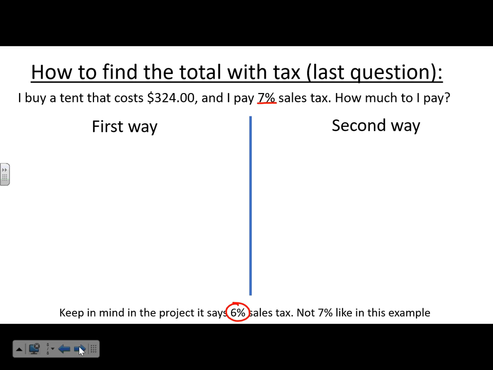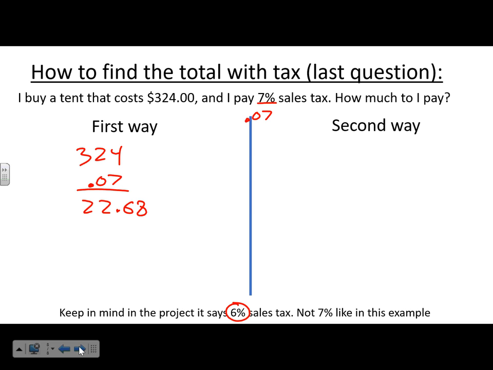So I broke it down into 2 different ways. I don't care which way you do it. They're actually the same way. The first way takes 2 steps, and the second way you do it all in 1 step. So the first way you do it is you say, okay, it's $324 total. I'm going to have to pay 7% of that in taxes. So 7% is 0.07. If you want to know what 7% of 324 is, you just multiply it by 0.07. That's all you have to do. So 324 times 0.07 is 22.68.